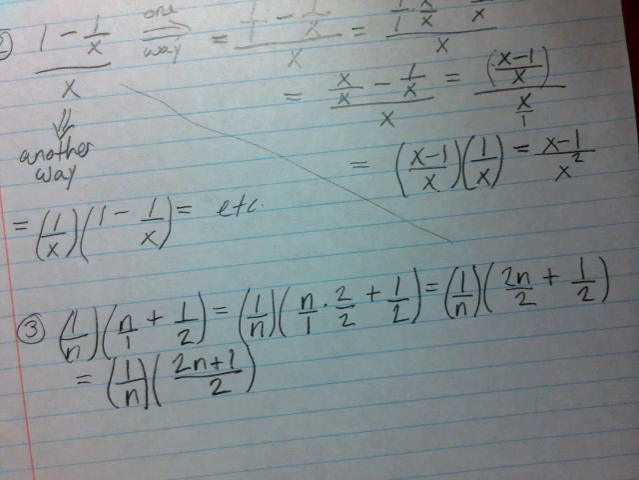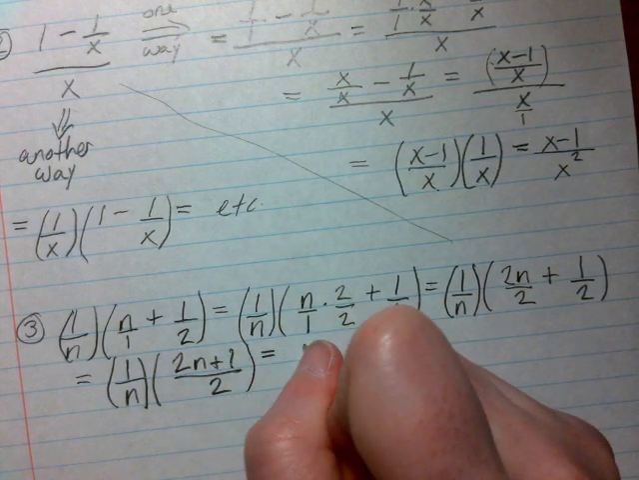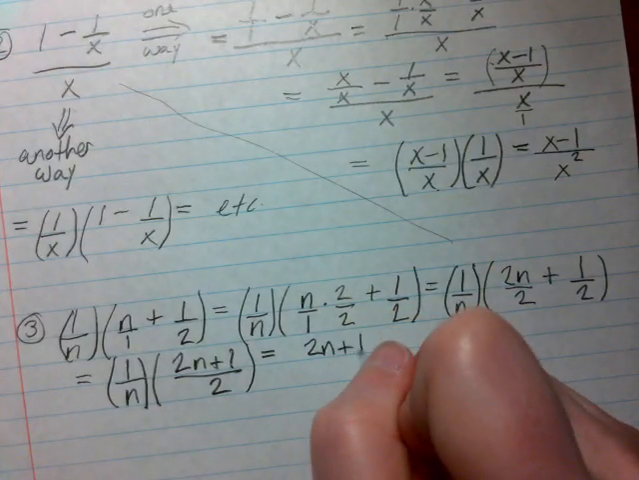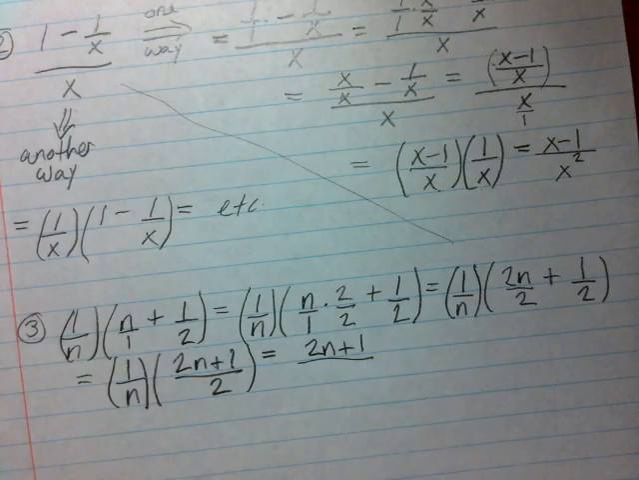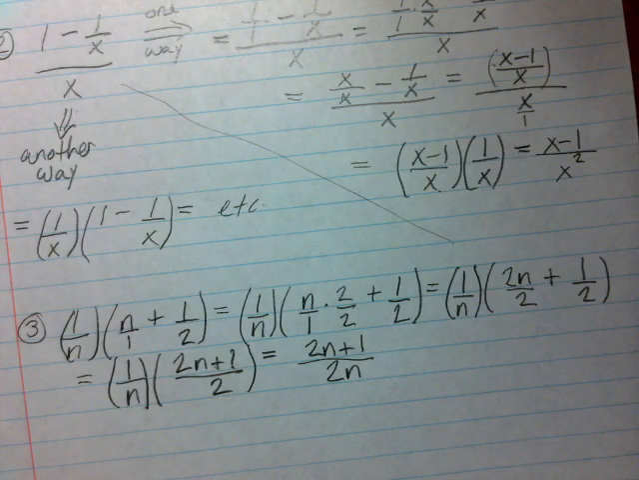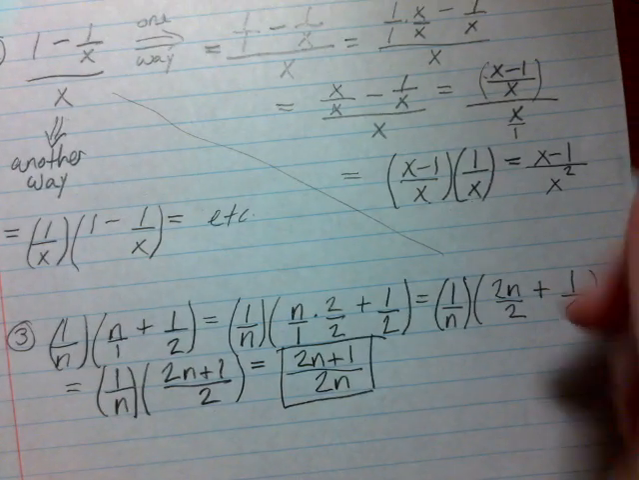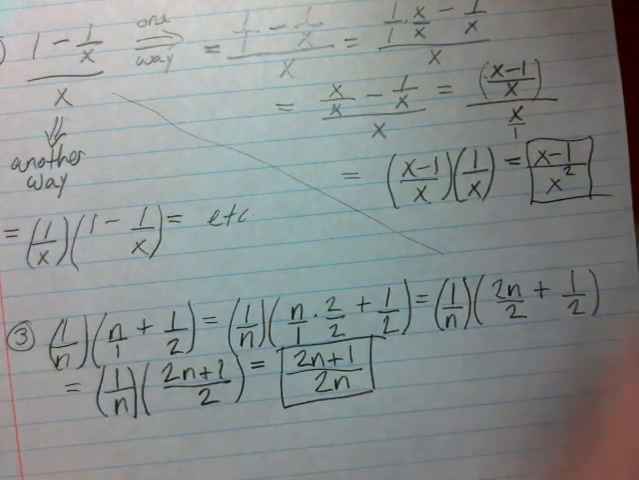All right, so now I have a fraction times a fraction. So top times top, bottom times bottom. Again, multiplying by 1 doesn't do anything, so the top is just 2n plus 1. And then n times 2 is 2n. Now I've got it written as a single fraction, and I don't see anything else to simplify. So I'm going to call that the final answer. Oh, I forgot to box this one. And that's it.